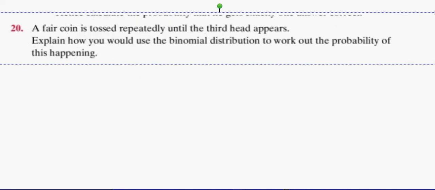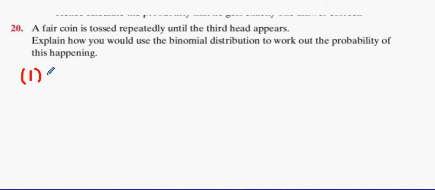A fair coin is tossed repeatedly until the 3rd head appears. Explain how you use the binomial distribution to work out the probability of this happening. Okay, first of all, when you toss a coin, what do you have? There's 2 outcomes, getting heads or getting tails, okay? Heads or tails. Okay.